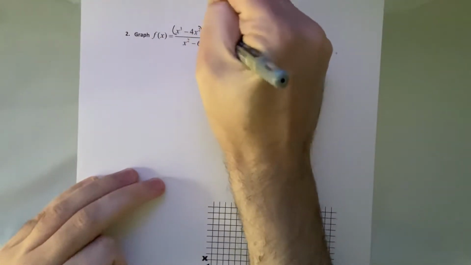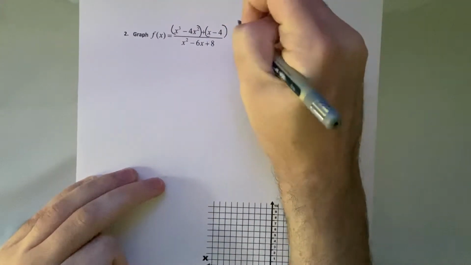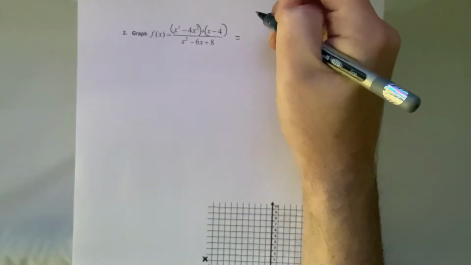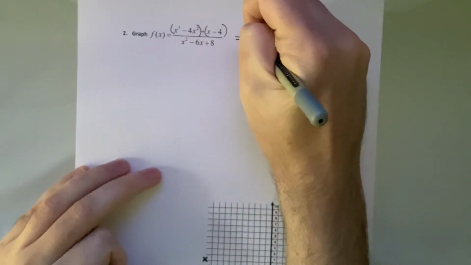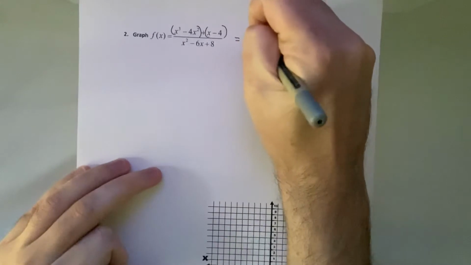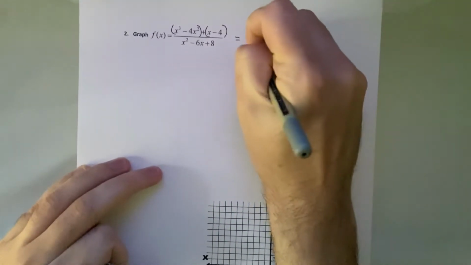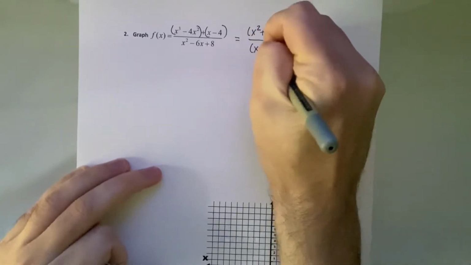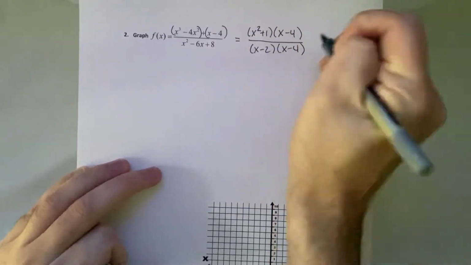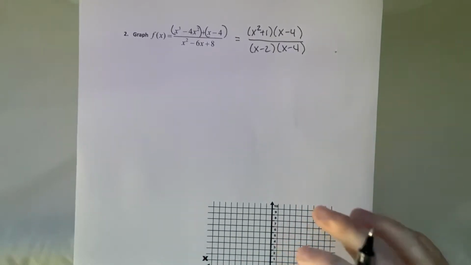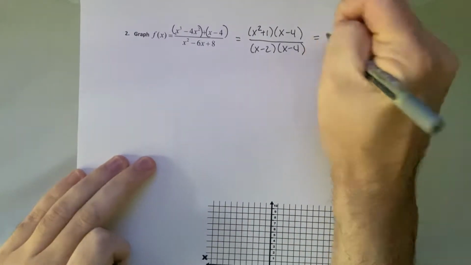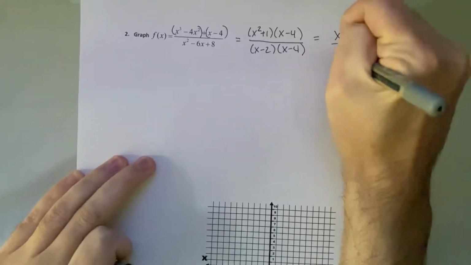X cubed minus 4x squared plus x minus 4. So we fully factor everything. The numerator actually factors by grouping. The first two share an x squared, the second two share a 1. So that would be x squared plus 1 times x minus 4. In the denominator, it's x minus 2 and x minus 4. Which means we have something that will cancel. So it's x squared plus 1 over x minus 2.